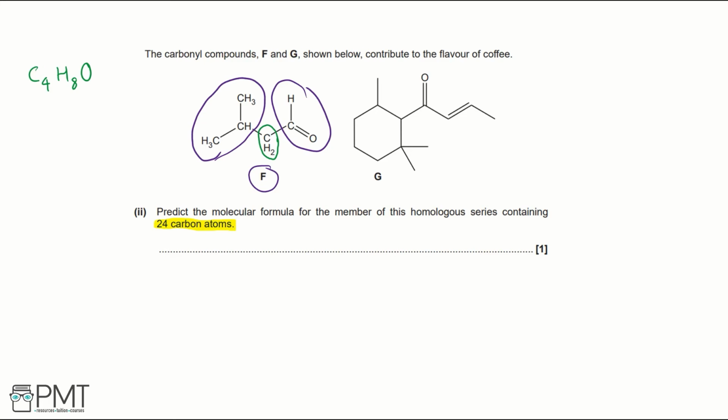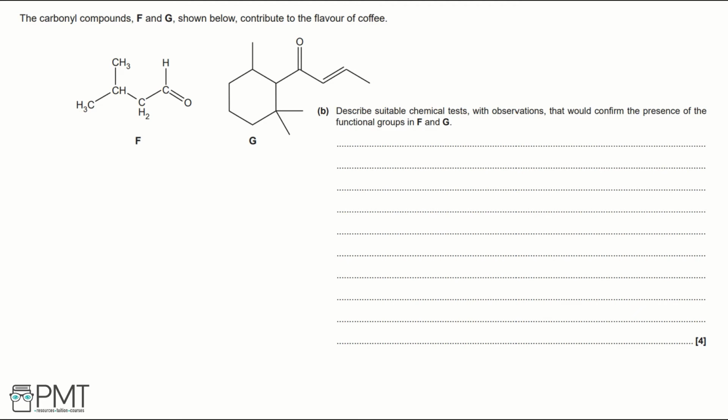And if we look at what we're going to keep the same, we have 4 carbons, but we need 20. So we're going to do CH2 times by 20, so we get C20H40, and then we just add it to what we're keeping the same. So our molecular formula when we have 24 carbon atoms is going to be C24H48 and then an oxygen. To get the mark for this question, you need to write C24H48O. Part B.